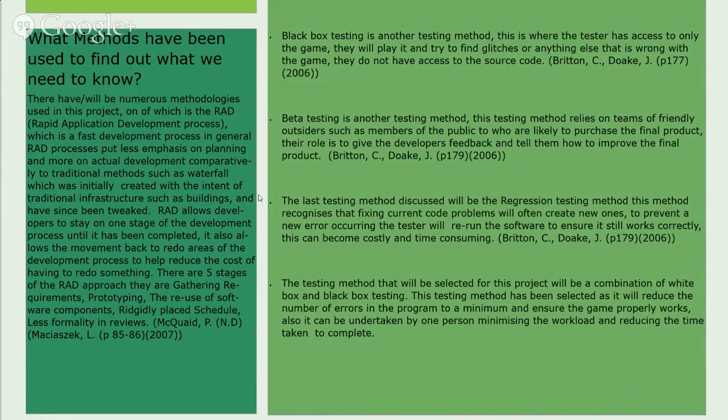This reduces costs as RAD takes into account that areas of the development process will have to be redone, and takes this into account when figuring out the costs. Features of the RAD approach are gathering requirements, prototyping, the reuse of software components, rigidly placed schedules, and less formality in reviews.